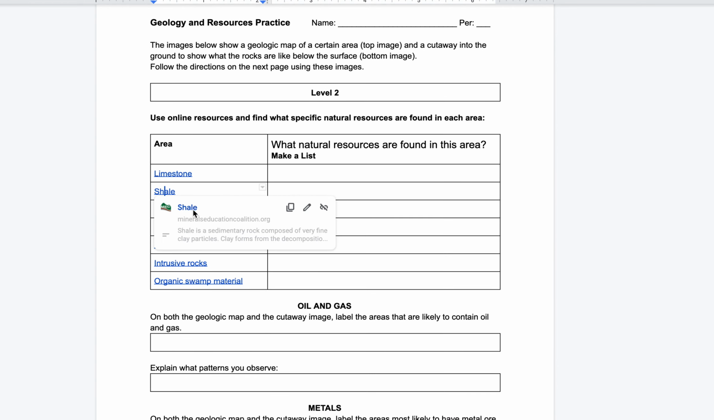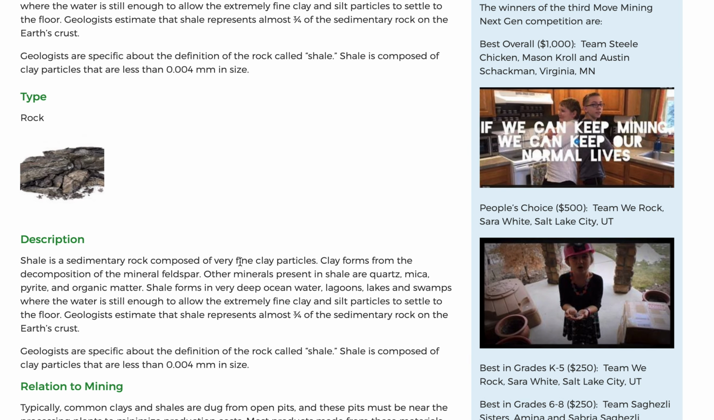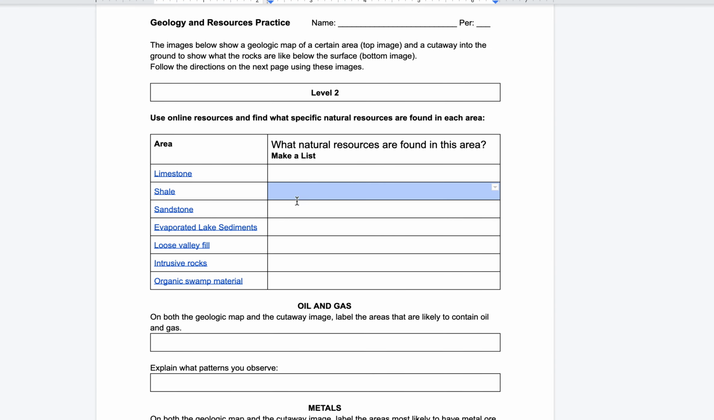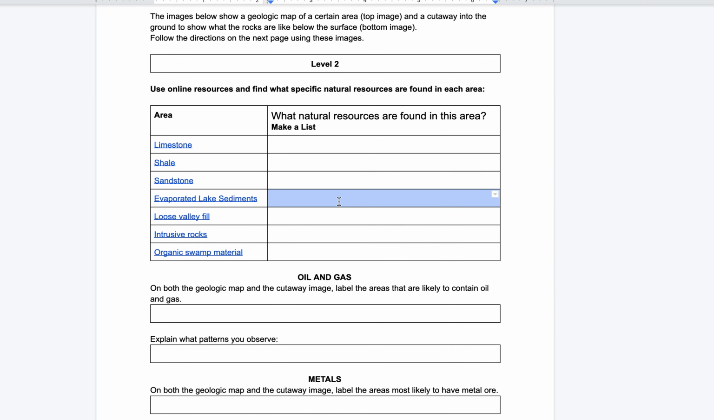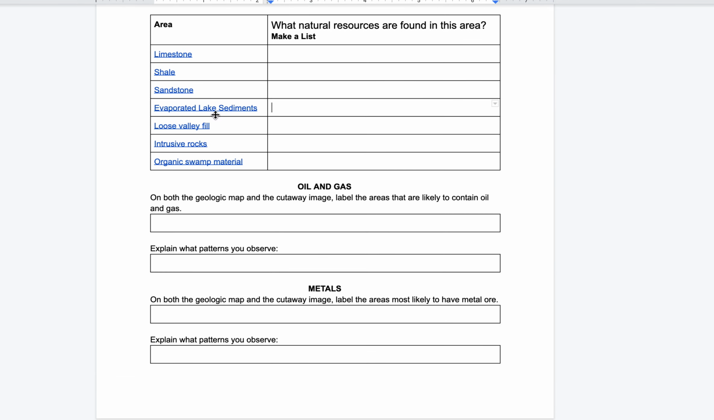Same thing for shale. You're going to open shale, and it's going to tell you it's composed of clay particles. Other minerals present in shale are quartz, mica, pyrite, and organic matter. So you're going to have to write those here. Same thing for sandstone and all the other ones. You're going to have to make a list of natural resources or minerals found in that deposit. Now limestone is also technically a natural resource, but I want the specific ones.